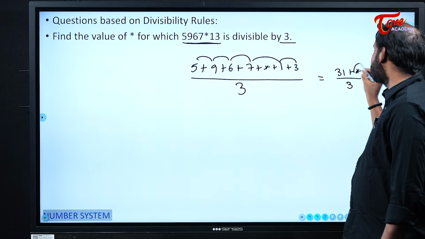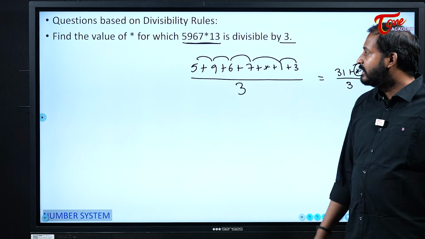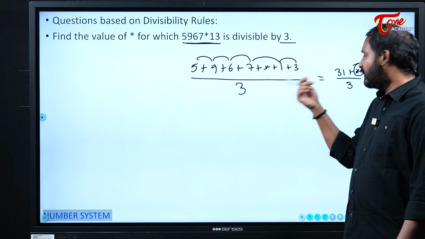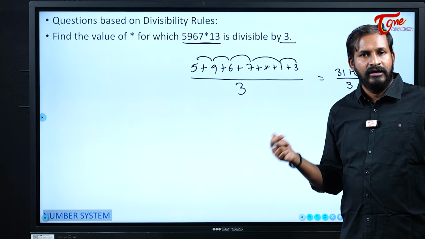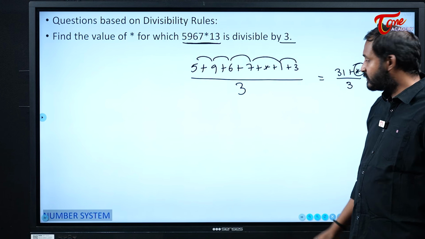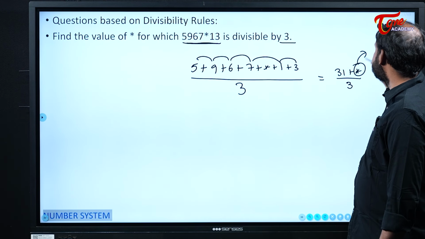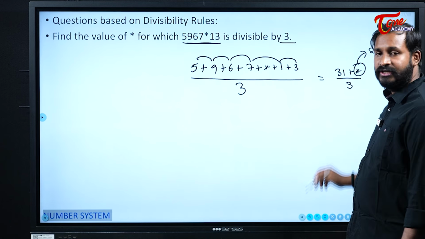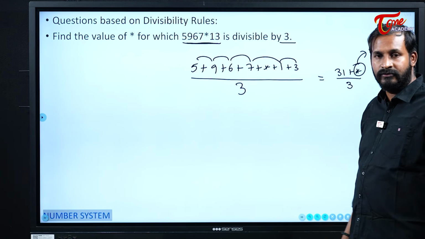So, in place of star, what are the values I can take here? In general, we will have different options in the examination. So, you simply put each and every option there and cross check it. But here we don't have any options, right? So, what can I take in place of star? I can take 2, right? If I take 2, 31 plus 2, it is 33. Yes, 33 is divisible by 3.